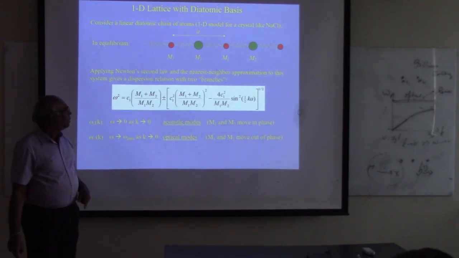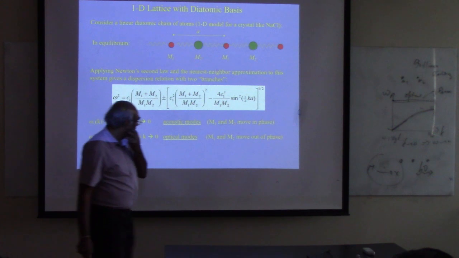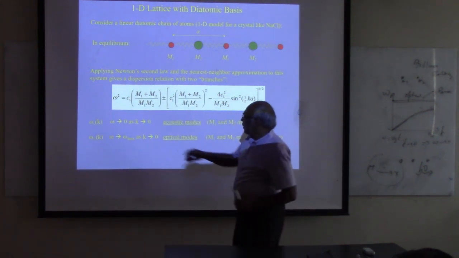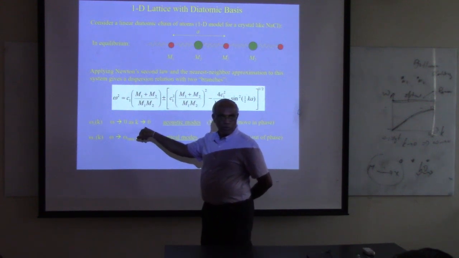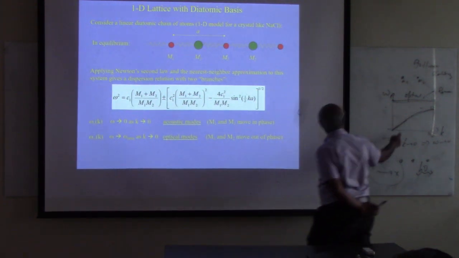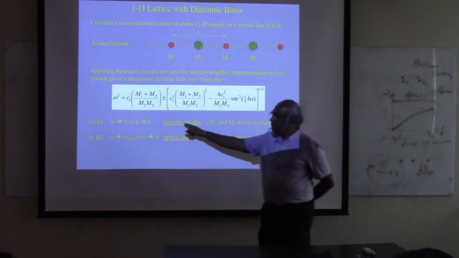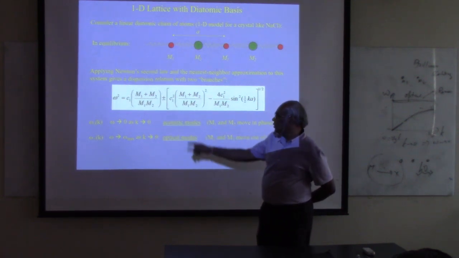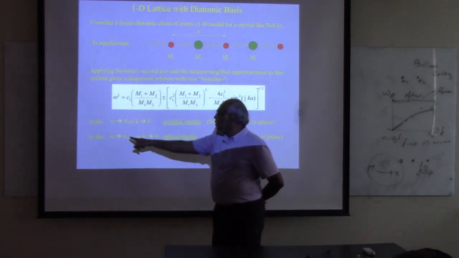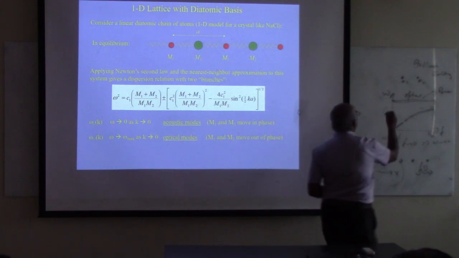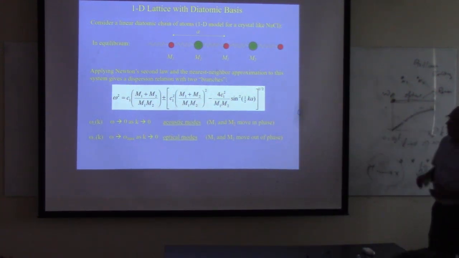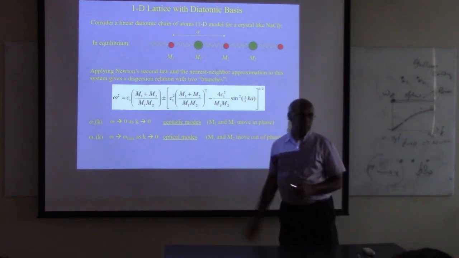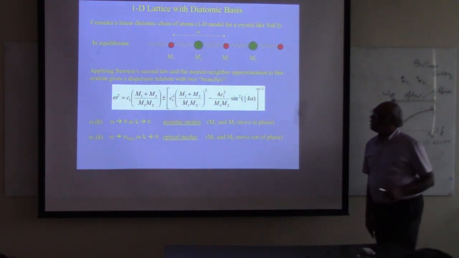So how do you get this one? Again, you can see whenever omega goes to 0 when k goes to 0, that is the situation called the acoustic modes. When k goes to 0, if omega is not 0 but some higher value, they are called the optical modes. So let's try to derive this expression.